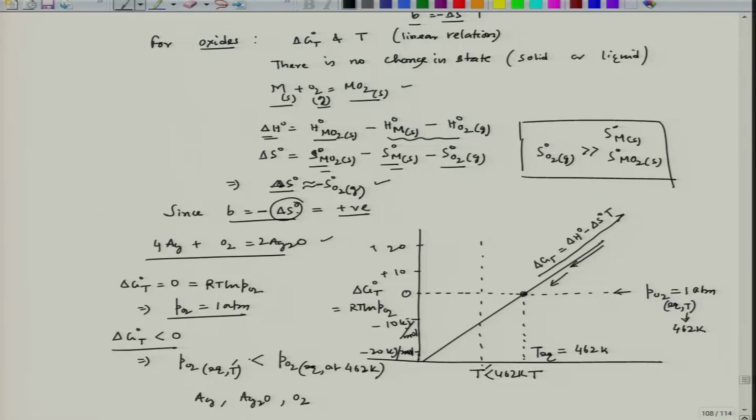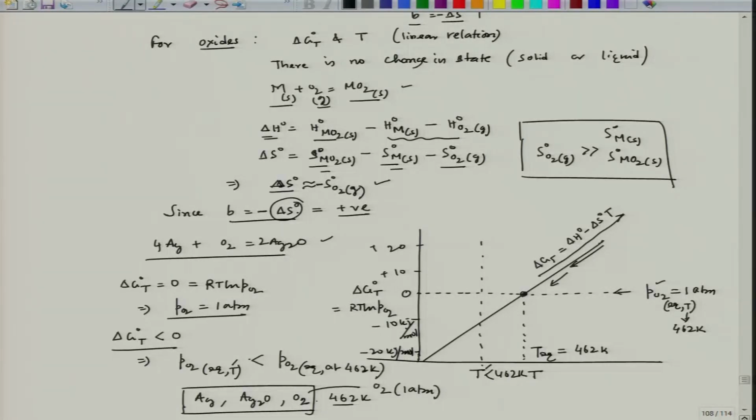Ag2O and O2 in a closed system, and if I keep it at 462 Kelvin and maintain O2 at 1 atmosphere, then this system will be at equilibrium. Because if this is a closed system and PO2 is maintained at 1 atmosphere, and at the same time we know that the equilibrium PO2 at 462 Kelvin is 1 atmosphere, then pure Ag2O as well as O2 will be in equilibrium.